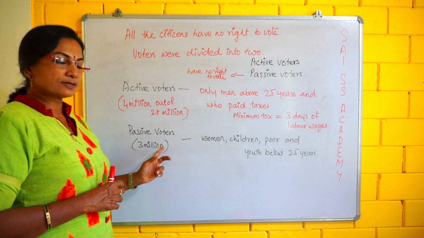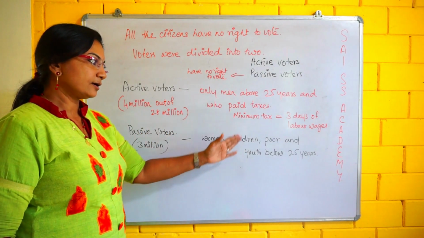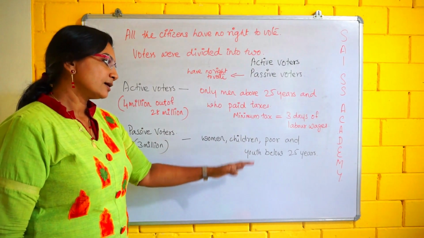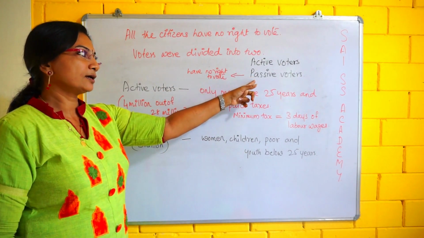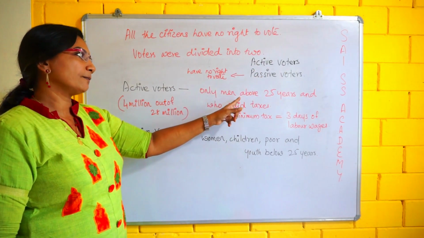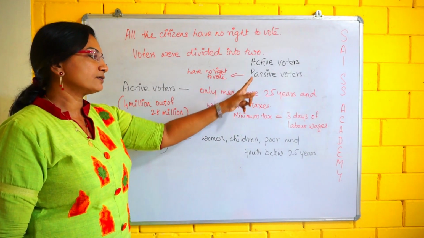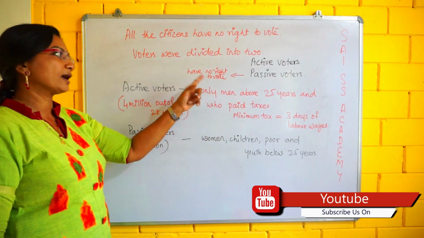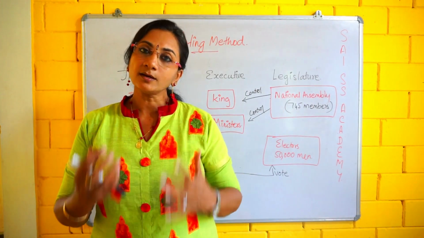And second, the passive voters, who were 3 million. It includes women, children, the poor and youth below 25 years. These passive voters have no right to vote. Understood? So, the active voters are the men above 25 years who pay taxes, and the passive voters were women, children, the poor and the youth below 25 years, and they don't have the right to vote. Got it? Okay children, next we are going to discuss the voting method.